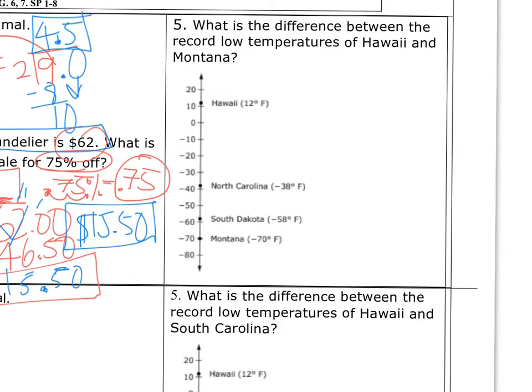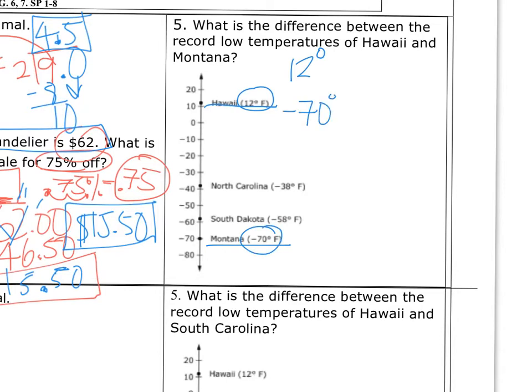So some of you might remember number 5, but let's pretend this is the first time we're learning it. So it says, what is the difference between the record low temperatures of Hawaii and Montana? So the first thing I want you to do is annotate or mark Hawaii, wherever it is on the actual graph. So there's Hawaii, and then we have Montana. So Hawaii is at 12 degrees, because that's what it tells us right here. And Montana is at negative 70 degrees.